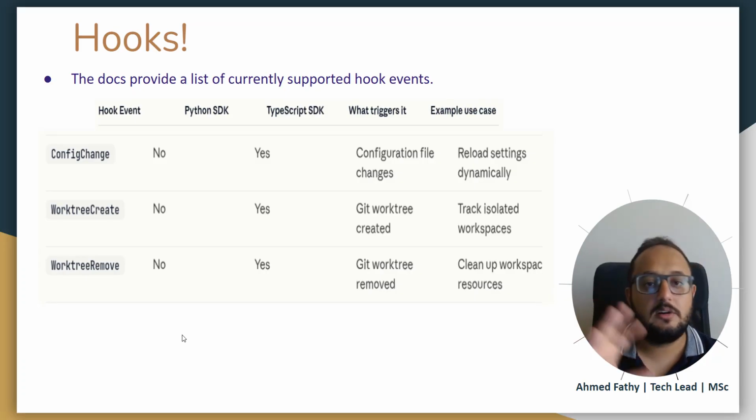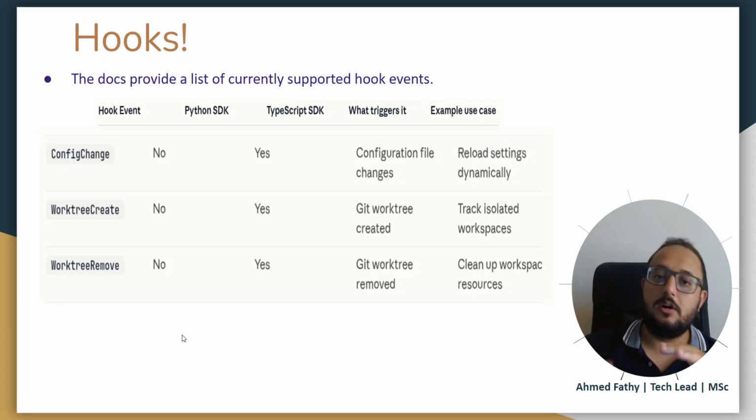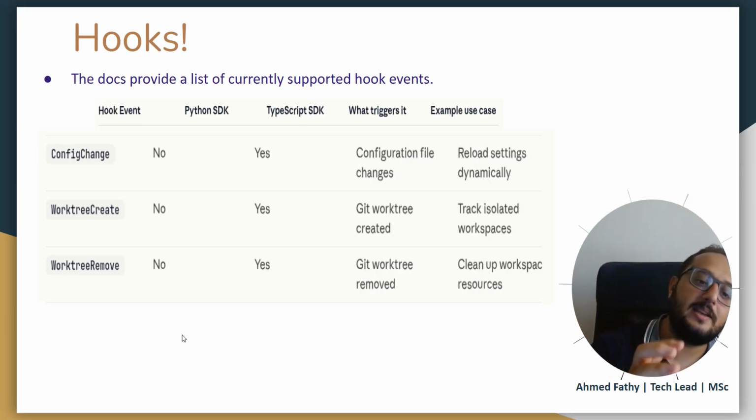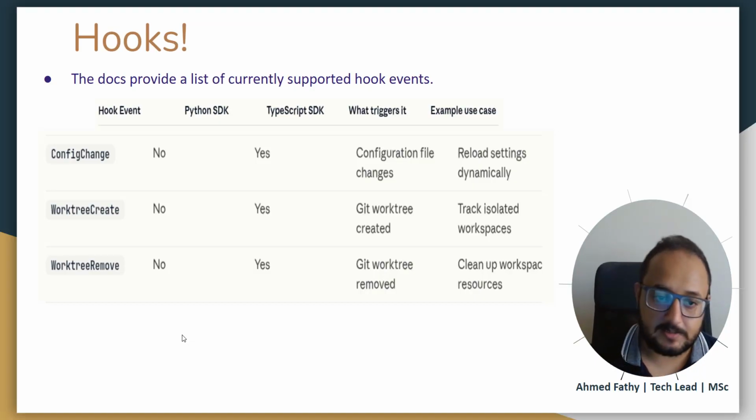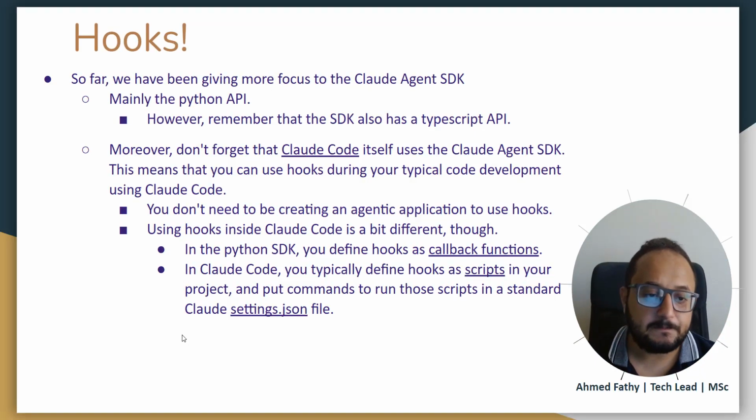I mean, work trees are Git features that are nice. They allow you to work on multiple branches without complexity. This is a Git feature, not a Claude feature, but it is nice that you have specific hook events for Git in this case. Okay, again, you can read more about those in the documentation.